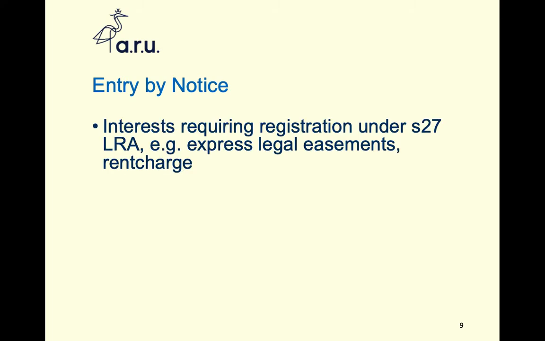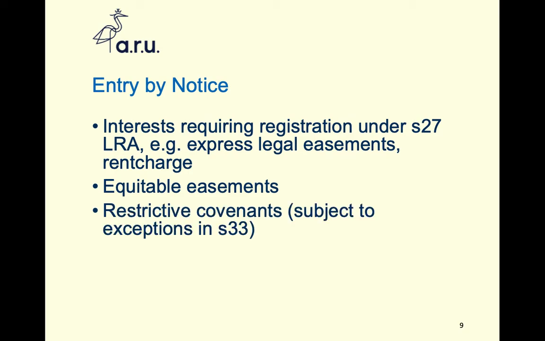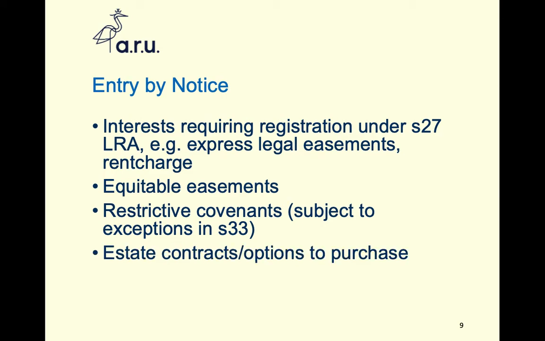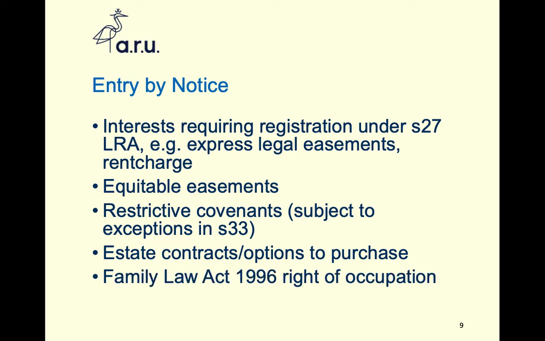So what happens is the entry will be made to the registrar. It could be of any different form of interests that are held. So it could have been some of those interests under Section 27. So a legal easement might be entered, an equitable easement might be entered, a restrictive covenant could be entered, an estate contract or an option to purchase, so that promise to buy land in the future.